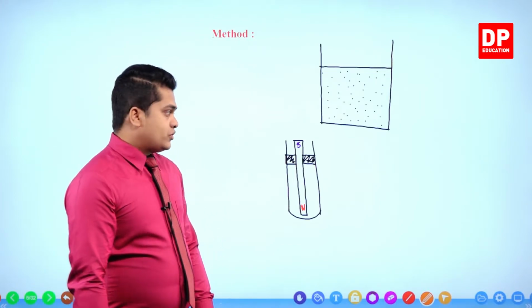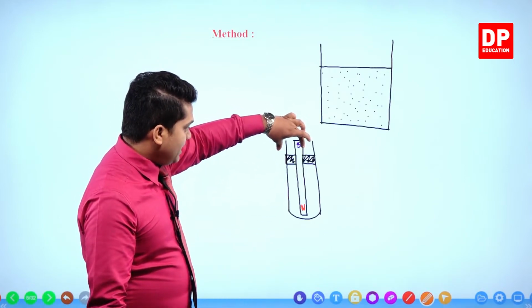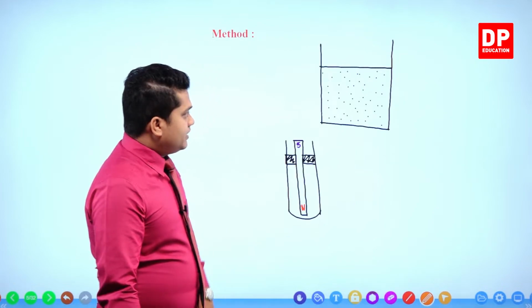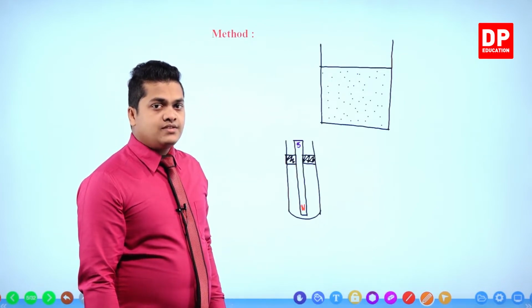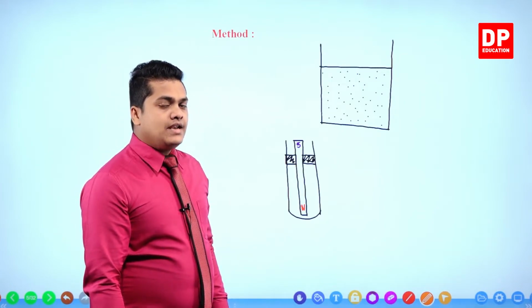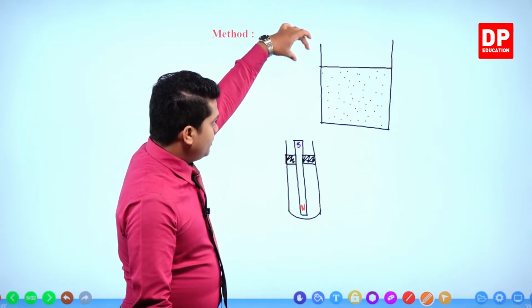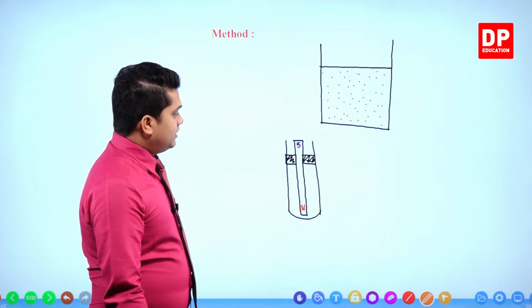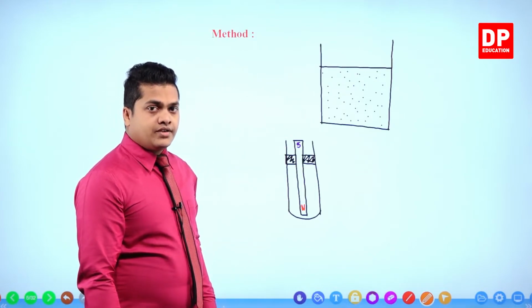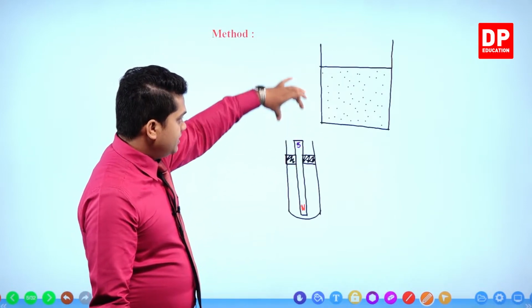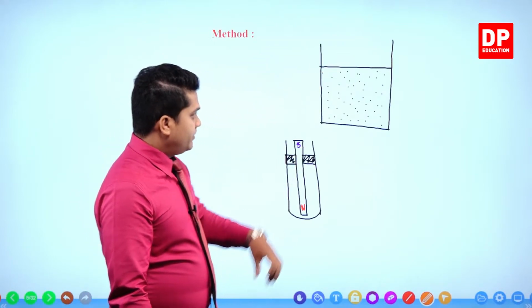So now what you have to do is place this test tube in the beaker which contains iron filings, iron powder and glycerine. You have to place this test tube within the beaker to observe the patterns of the iron filings. So you take this and insert it into the beaker.